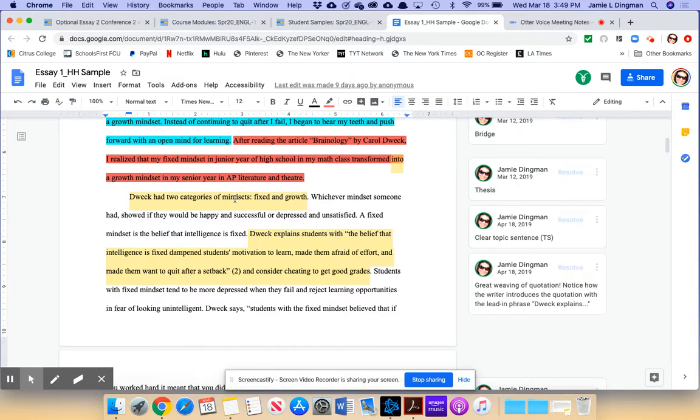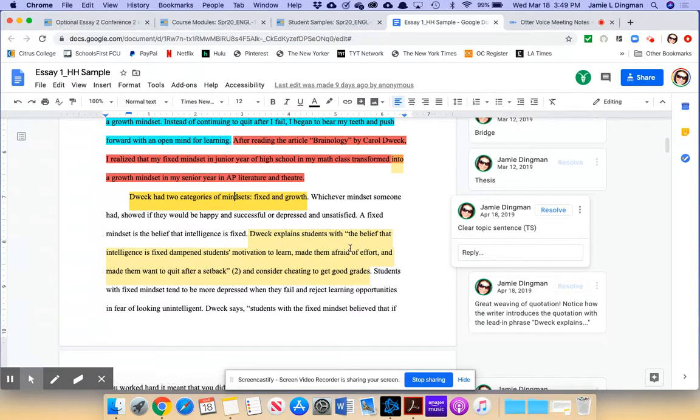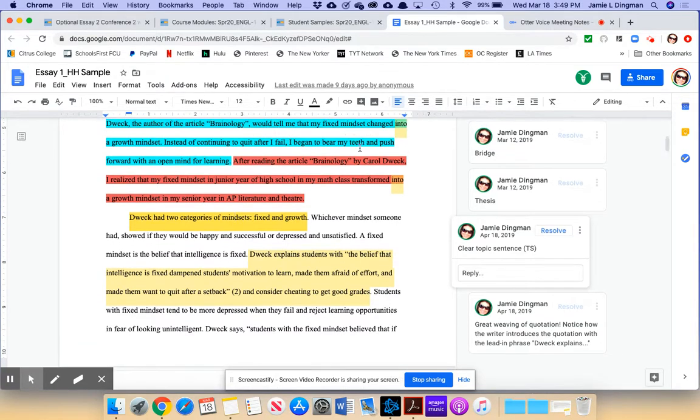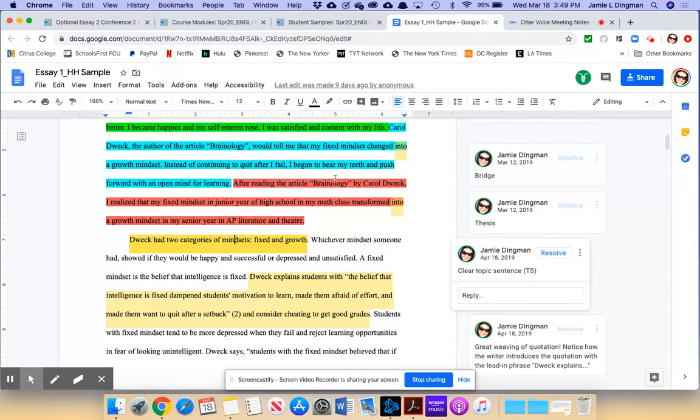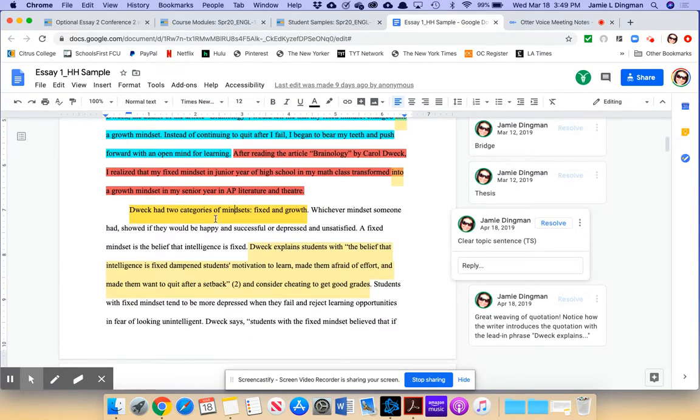Okay, so right here, starting off, this paragraph is her topic sentence, and it states, "Dweck had 2 categories of mindsets, fixed and growth." For me, this is a clear topic sentence. It makes it clear what she's about to talk about: Carol Dweck and mindsets. Now, she could make it a little bit more sophisticated and reintroduce the text, but she's already done that twice right up here in the introduction, so it might be a little bit of overkill if she does it again here in the next body paragraph. So I'm fine with her pretty simple topic sentence.